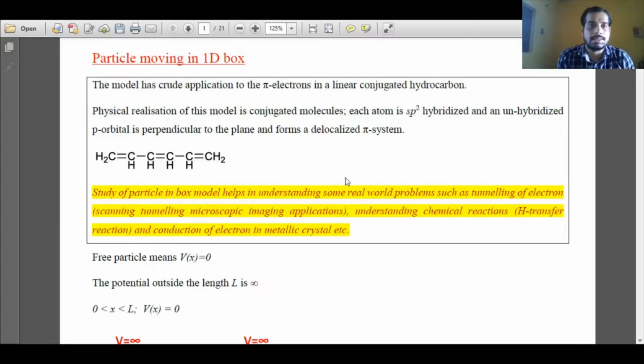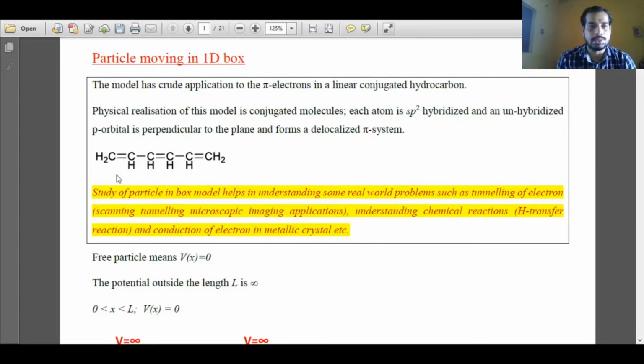Hello, in this session we will discuss a quantum mechanical particle moving in a one-dimensional box. Understanding this problem, a quantum mechanical particle confined in a one-dimensional box, helps in solving many other complex problems. The best crude application of this one-dimensional box problem is to understand linear pi conjugated systems. For example, this is a linear pi conjugated molecule.